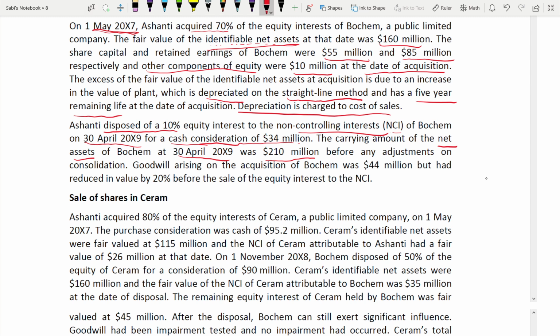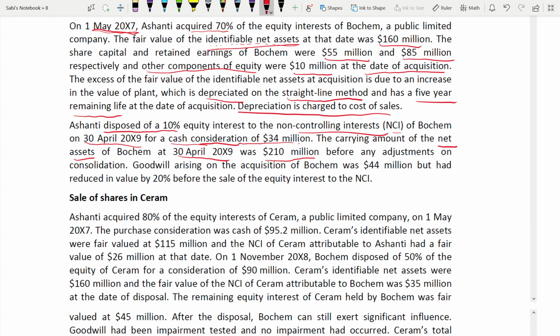Goodwill arising on the acquisition. Definitely goodwill will arise when you have acquired the 70%. Goodwill was 44 million but had been reduced in value by 20% before the sale of the equity interest to the NCI, the non-controlling interest, the minority shareholder. You are selling them the 10%.